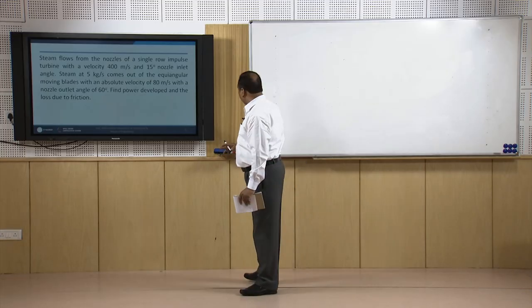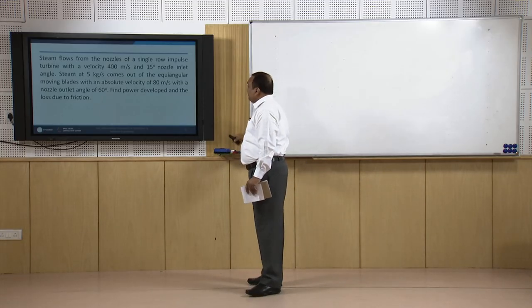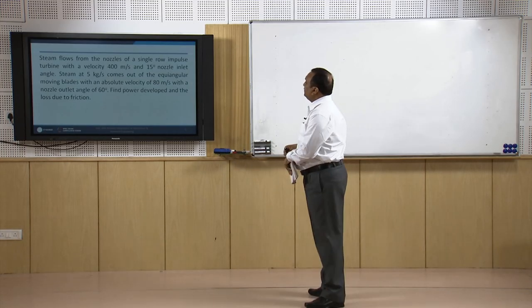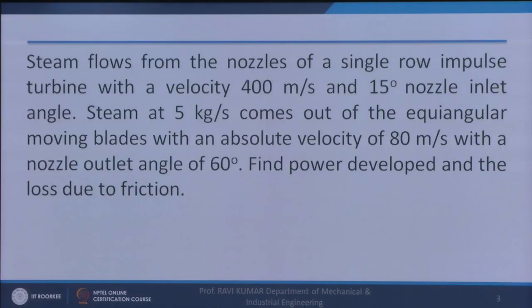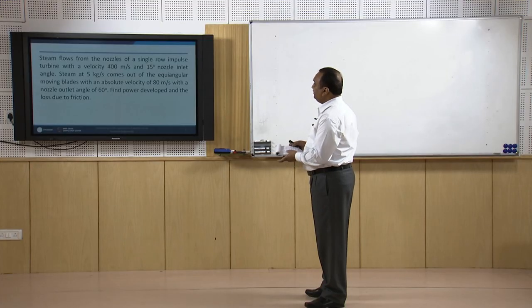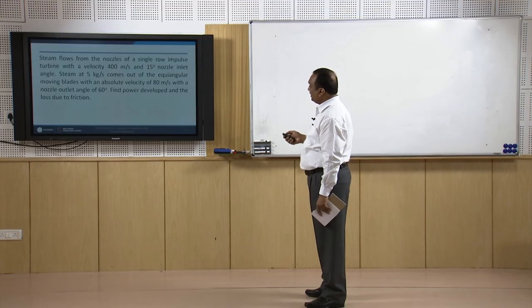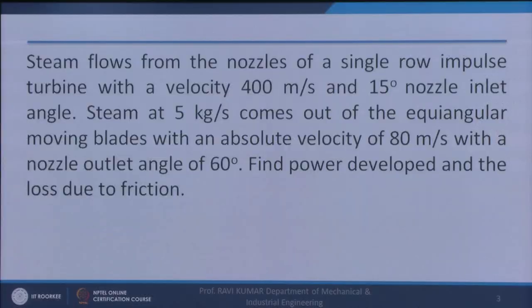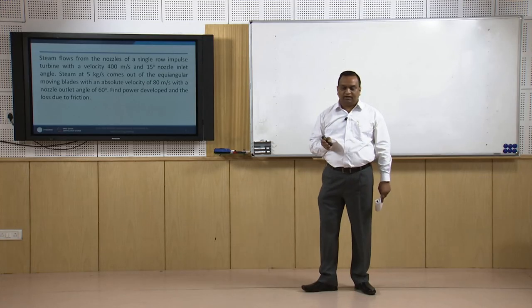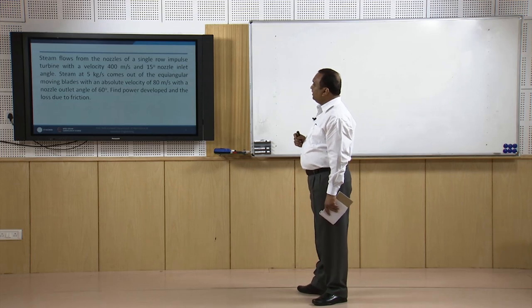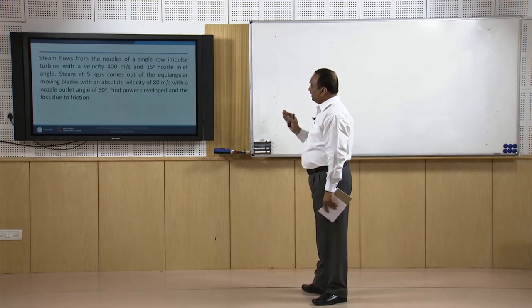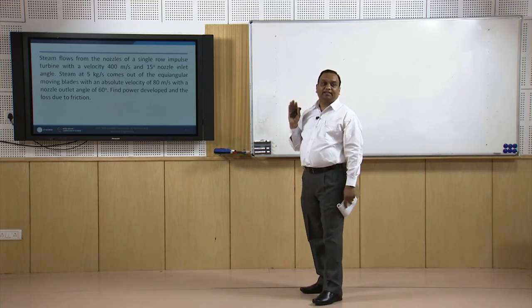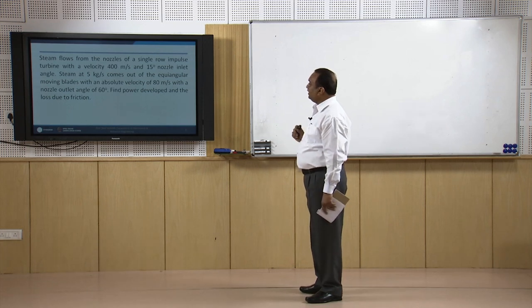After this, we will take up another numerical, which states that steam flows from the nozzle of a single row impulse turbine with a velocity of 400 meters per second and a 15 degree nozzle inlet angle. Steam at 5 kg per second comes out of the equiangular moving blades. Equiangular means the inlet blade angle is equal to the outlet blade angle, so beta 1 is equal to beta 2, with an absolute velocity of 80 meters per second. So, the absolute velocity at the exit is also given, with a nozzle outlet angle of 60 degrees.